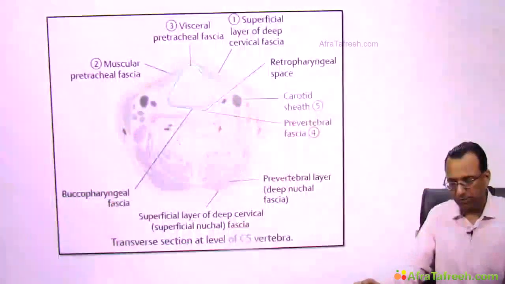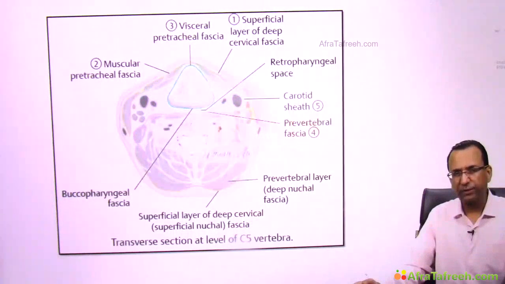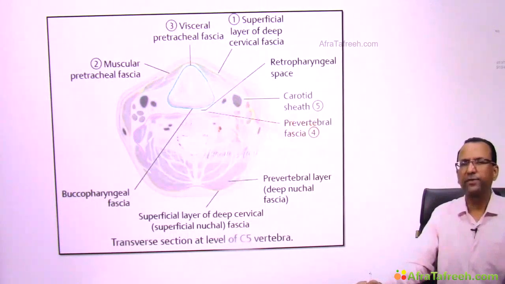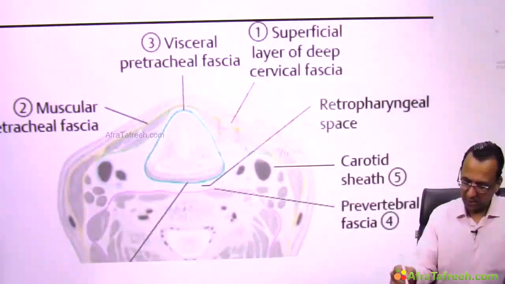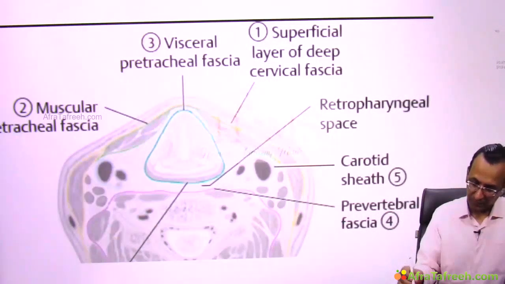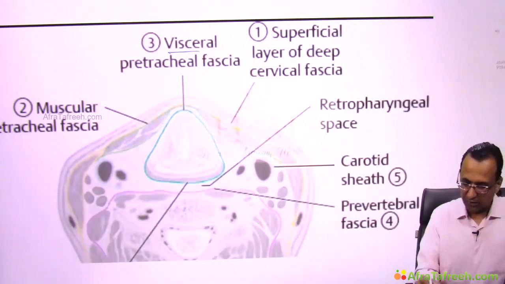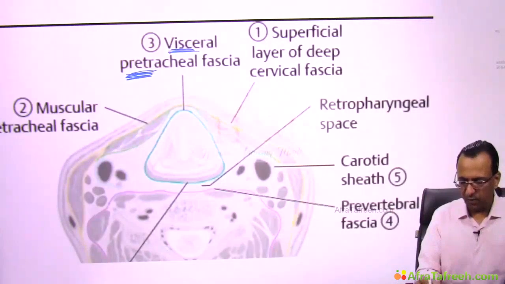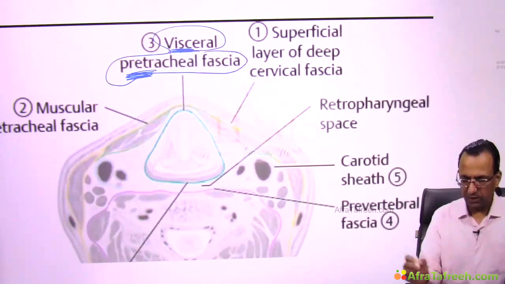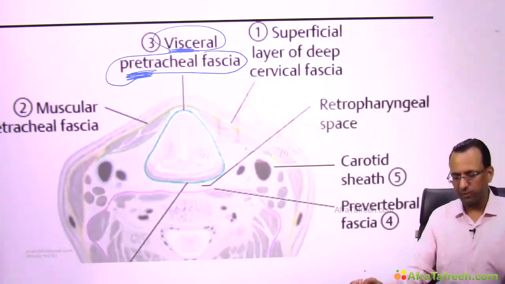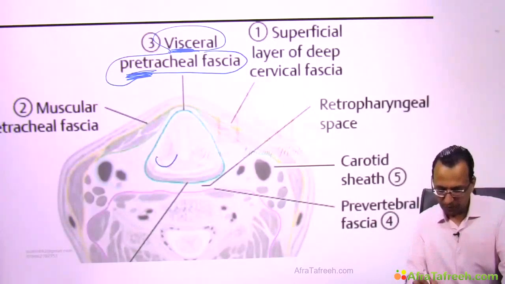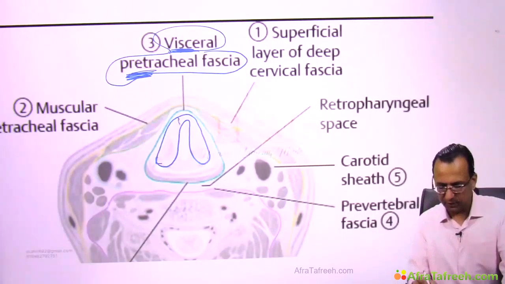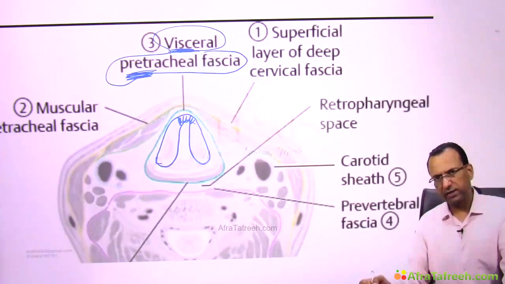As you're moving further, you will see the various layers of the pretracheal fascia. I told you the pretracheal fascia has various layers. What are the various layers then? See, there is a visceral pretracheal fascia. And why is it called visceral pretracheal fascia? It is called visceral pretracheal fascia because it is enclosing the viscera. What viscera? The thyroid gland. This is the isthmus of the thyroid gland.